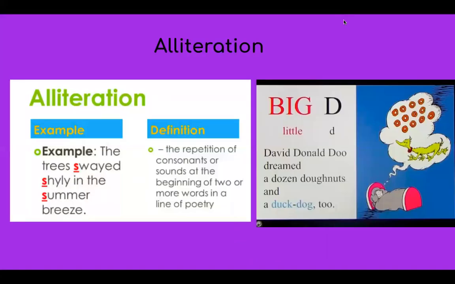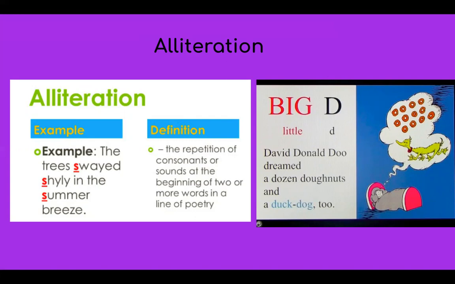Now let's talk a little bit about alliteration. Whenever I see alliteration, I think this is a fun one. It kind of reminds me of Dr. Seuss, although I know there are many other authors that use this. So an example you can see here is that the trees swayed shyly in the summer breeze. It's the repetition of a consonant or sound at the beginning of two or more words in a line of poetry.